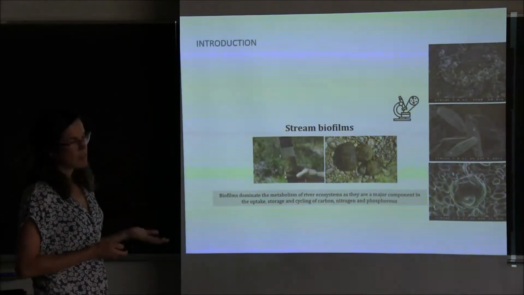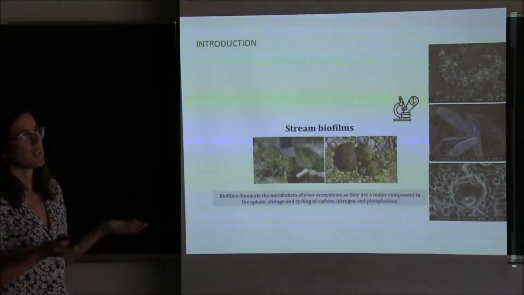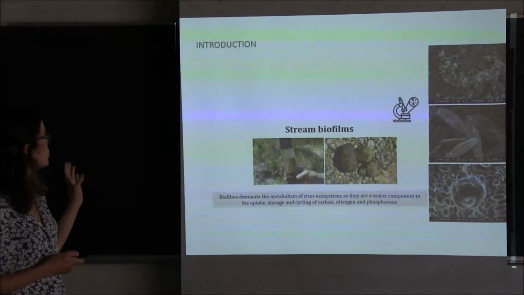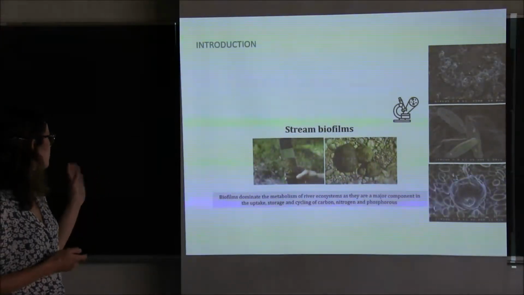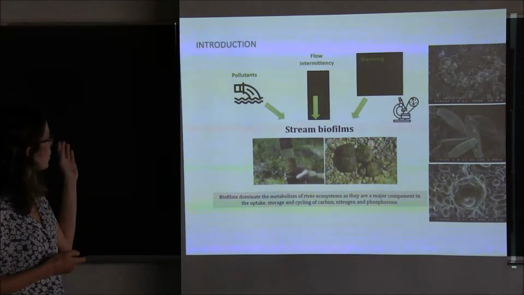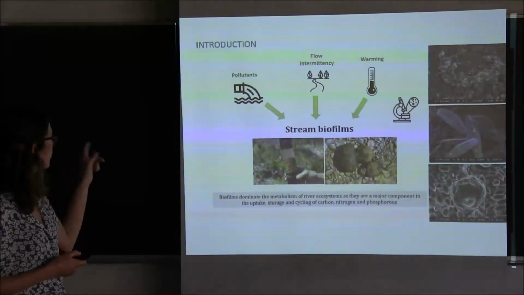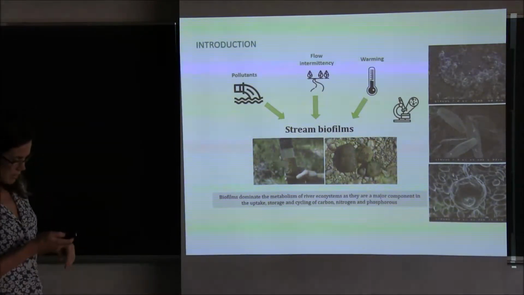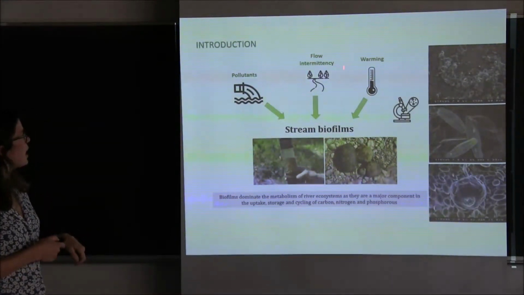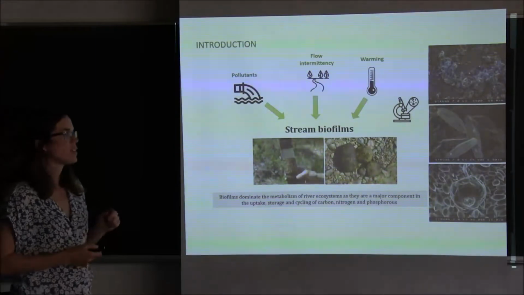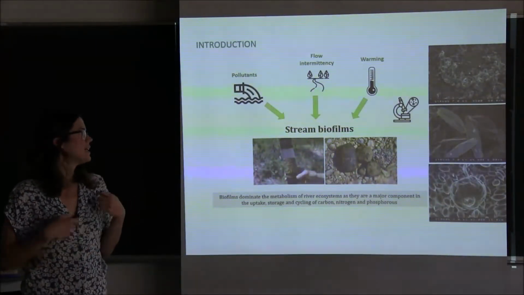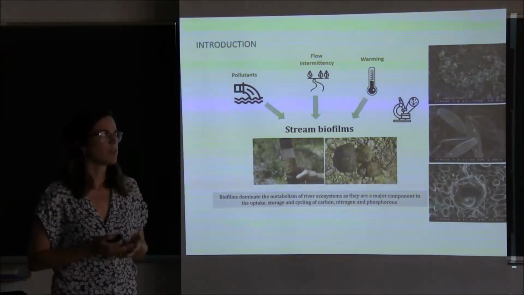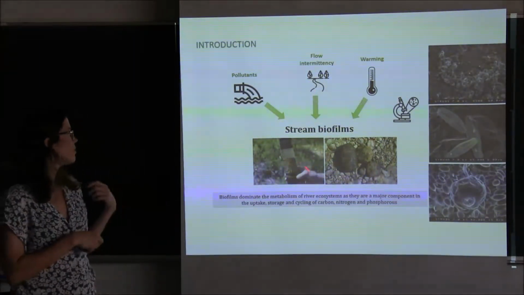And these stream biofilms are stressed by different perturbations. I specifically study three main drivers. One is the effect of pollutants on stream biofilms. The others are flow intermittency and warming. Both are related to climate change, so how the increase in temperature or in flow intermittency in river ecosystems affects these stream biofilms.